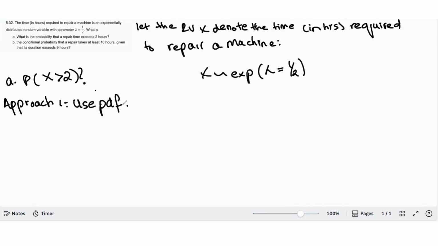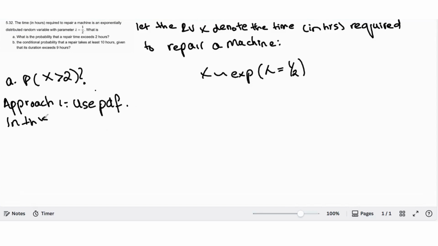Why are we using the PDF? Because we know for any continuous random variable, the area under the PDF gives us probability. And we know we can find the area under the curve using integration. So if we integrate the PDF over a certain interval, it will give us the probability the continuous random variable lies in the interval. That's why we can use the PDF: the area under the curve gives us probability, and we can find it using integration.